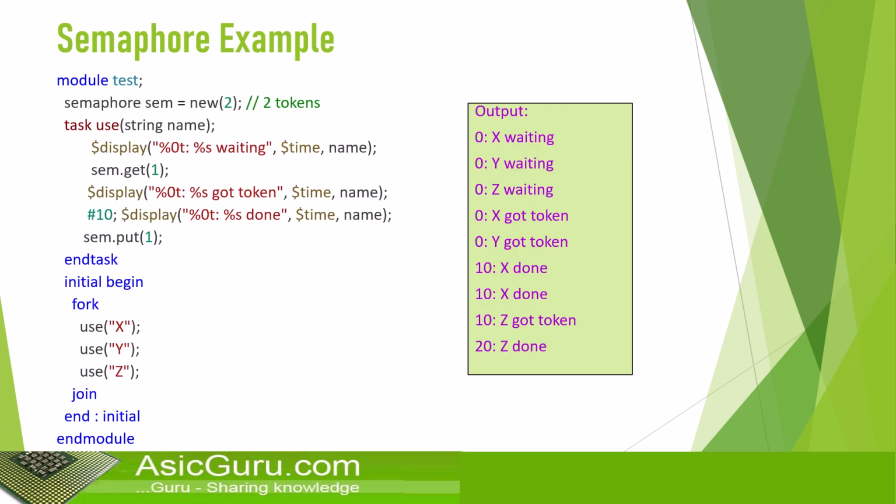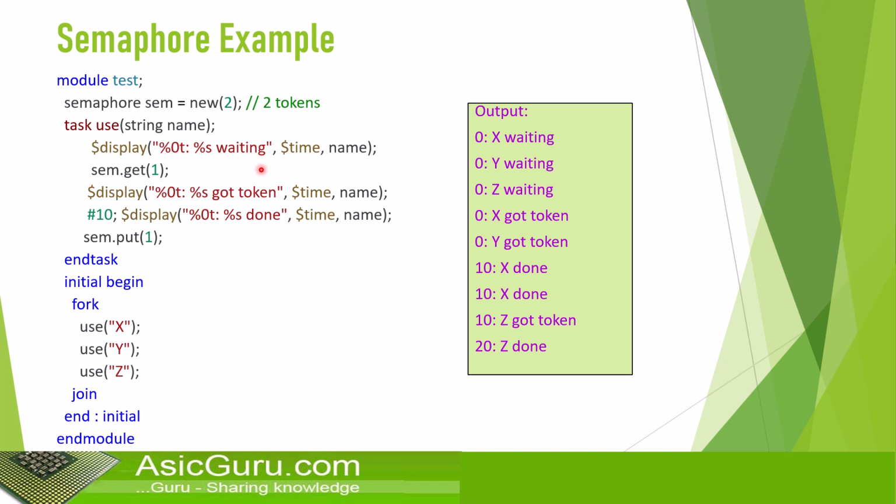So now let's take another example to understand how semaphores manage resources among multiple processes. So here in this example, we are creating a semaphore with two tokens. It means two processes can access the shared resource simultaneously. Then we are defining a task.